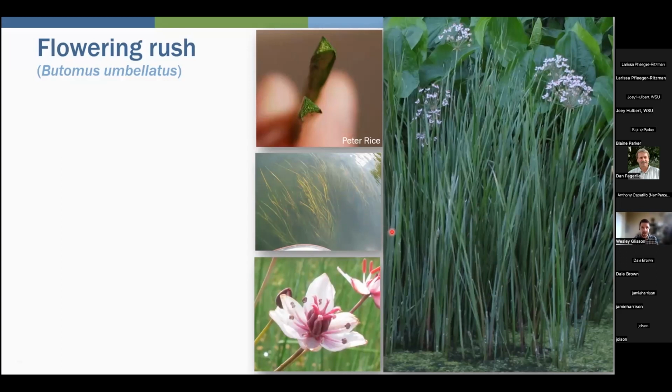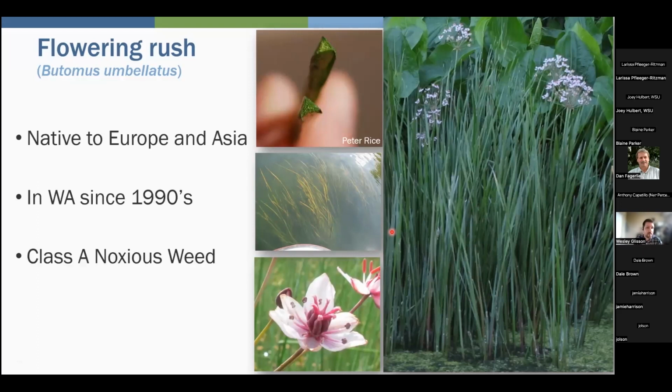Other species that it might look similar to are water celery or vallisneria. So it can grow in a variety of different ways. This one's also native to Europe and Asia, been in Washington since at least the 1990s, likely before then. And this is also listed as a Class A noxious weed, so it is required to be eradicated wherever it occurs.